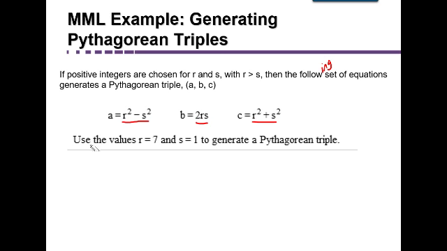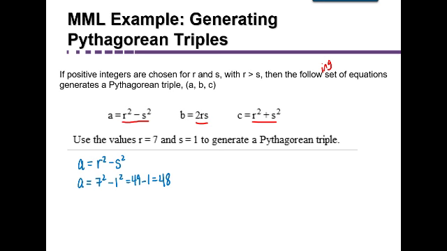All right, they're telling us to use the values r equals 7 and s equals 1 together with these formulas to generate the Pythagorean triple. So if r is 7 and s is 1, then let's find a. A is always r squared minus s squared. So in this case, a would be 7 squared minus 1 squared. That's going to be 49 minus 1, which is 48.